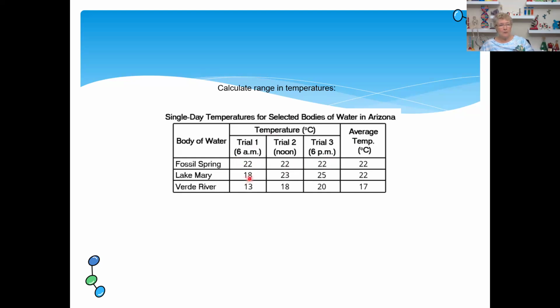Lake Mary, there is going to be a range. From 18 to 25 is 7. So we're going to have a 7-degree range. And the same thing for the Verde River. So you have to be careful. That's my whole point in all this, is you got to be careful reading your data tables.